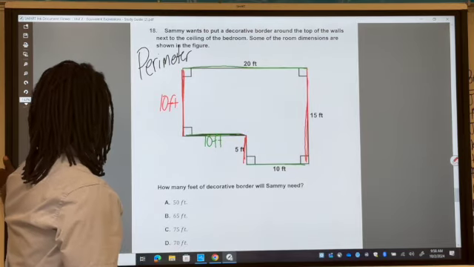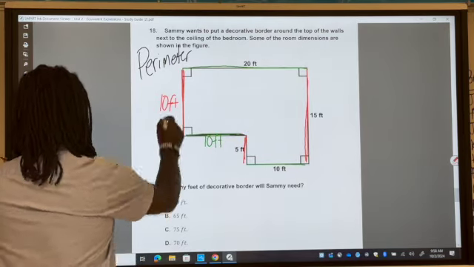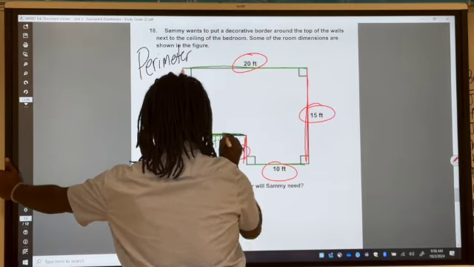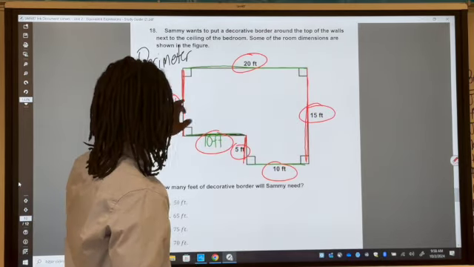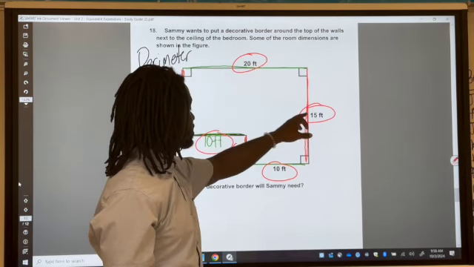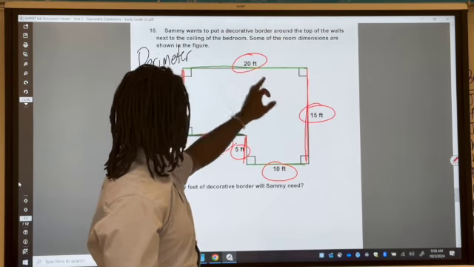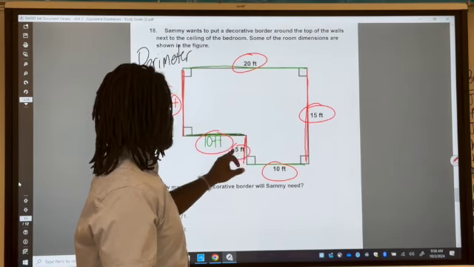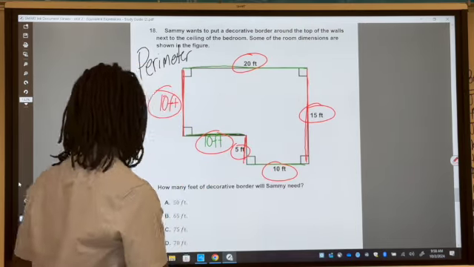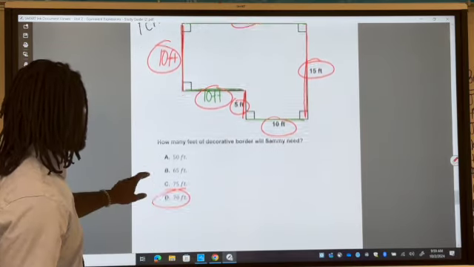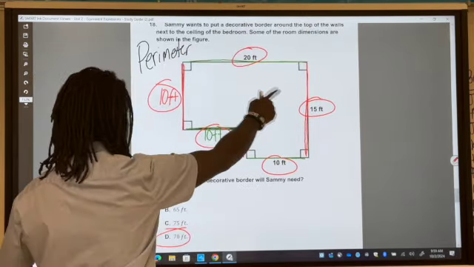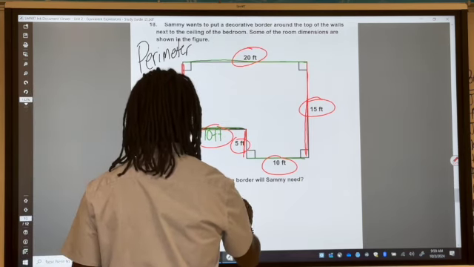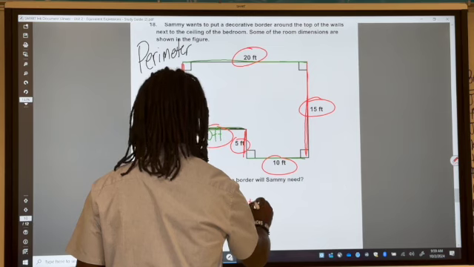All right. So from there, then I'm just going to add all of these up. So we got 10 plus 20 is 30. 30 plus 15 is 45. 45 plus 5, 50, 60, 70. The answer is 70 feet. Again, I'm just adding up all of the sides. All right. Again, this is just so you can see all the steps.